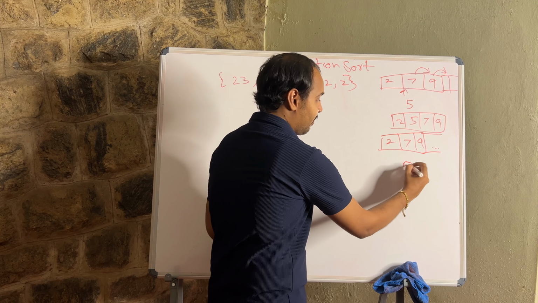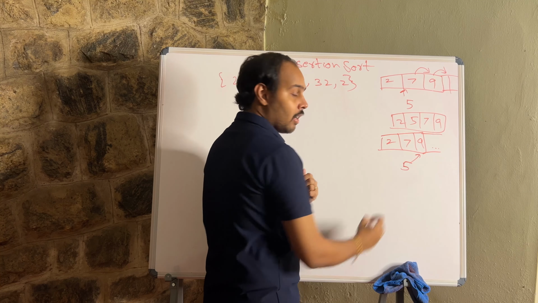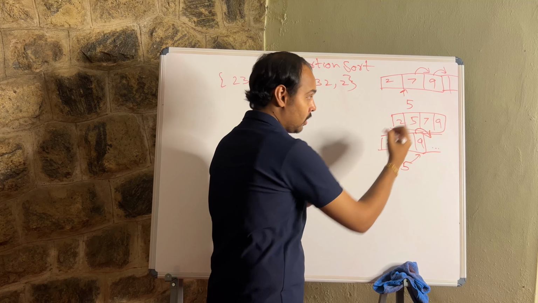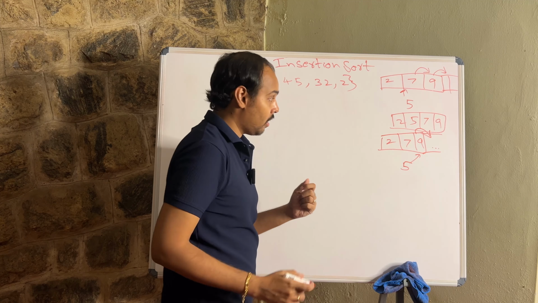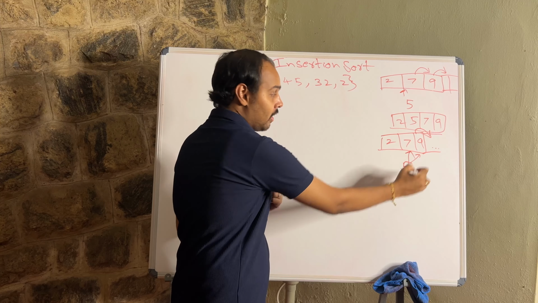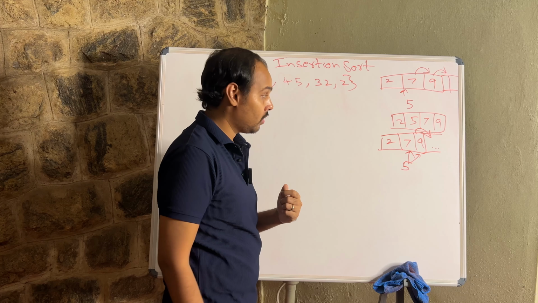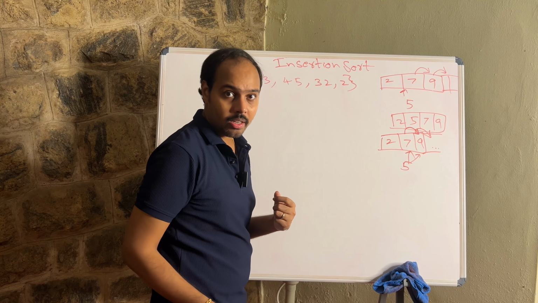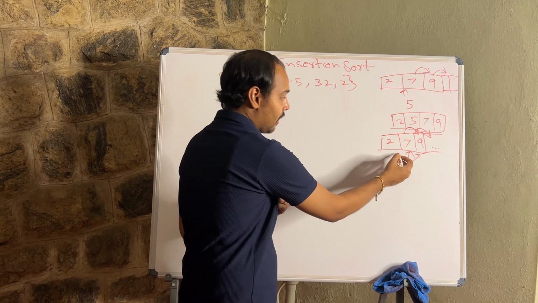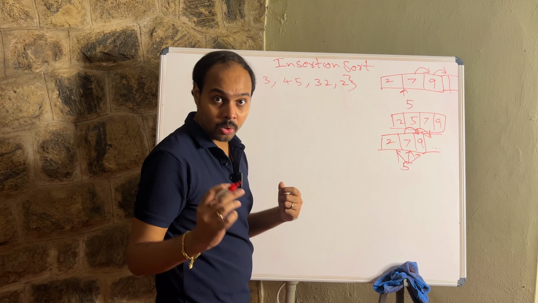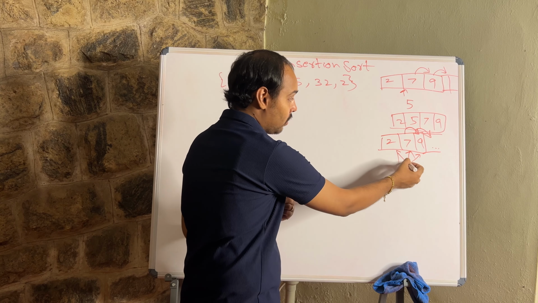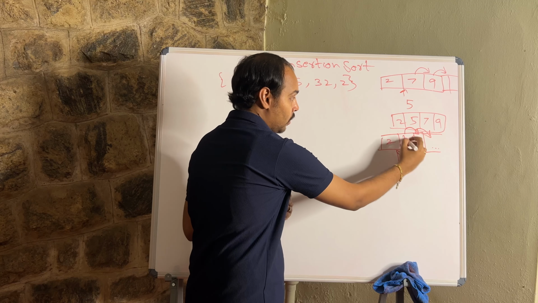So we compare 5 with 9. 9 is bigger, so swap once and create space for 5. Now we compare 5 with 7. 7 is bigger, so we swap 7 to the next place. Now we compare 5 with 2. 2 is smaller, so we shouldn't swap 2. We just have to update this with 5.